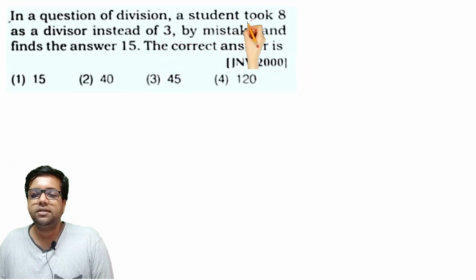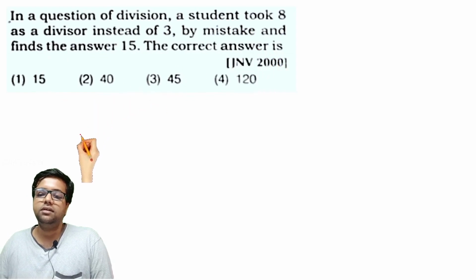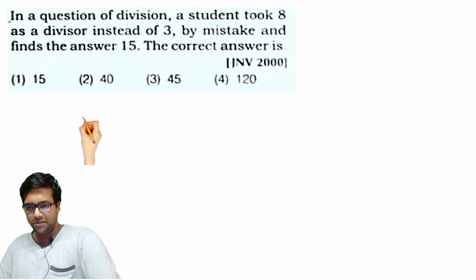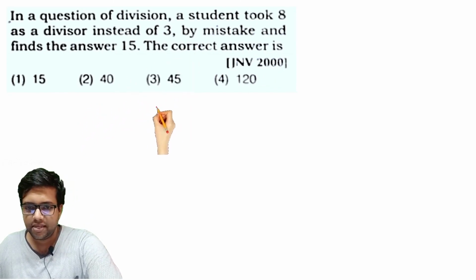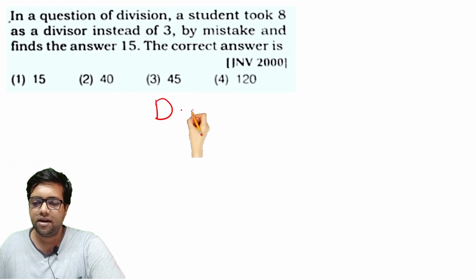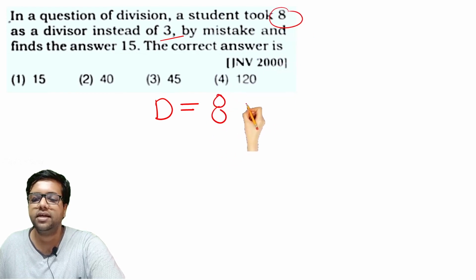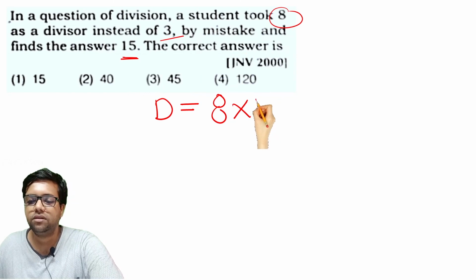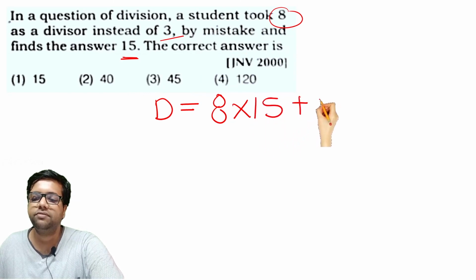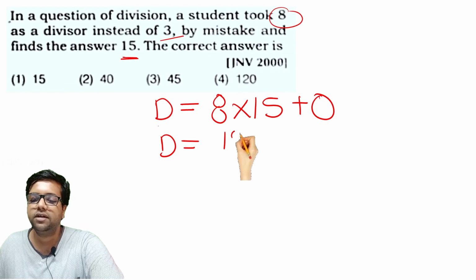In a question of division, a student took 8 as a divisor instead of 3 by mistake and finds the answer as 15. The correct answer is what? So there is a dividend and the student was supposed to divide it by 3, but she took 8. So the divisor is 8, and she got the quotient as 15. The quotient came 15, means the remainder is 0. So what is the dividend she is getting? She is getting the dividend as 8 15s is 120, right?